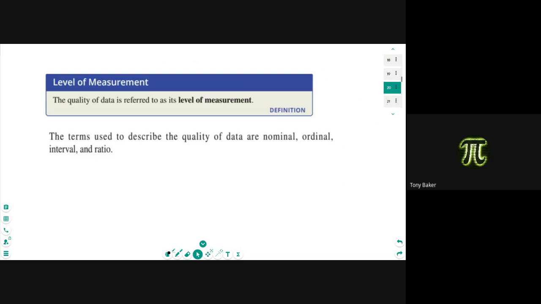Now you can start to see why I said this is the most confusing section of the whole thing. Levels of measurement. So there's 4 different terms of levels of measurement. You have nominal, ordinal, interval, and ratio.